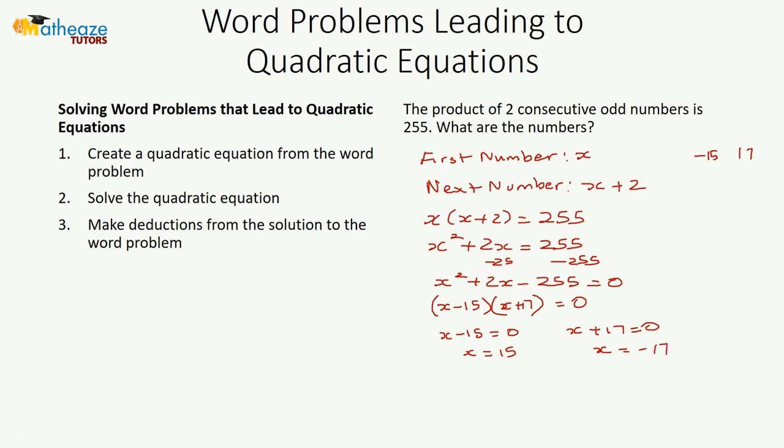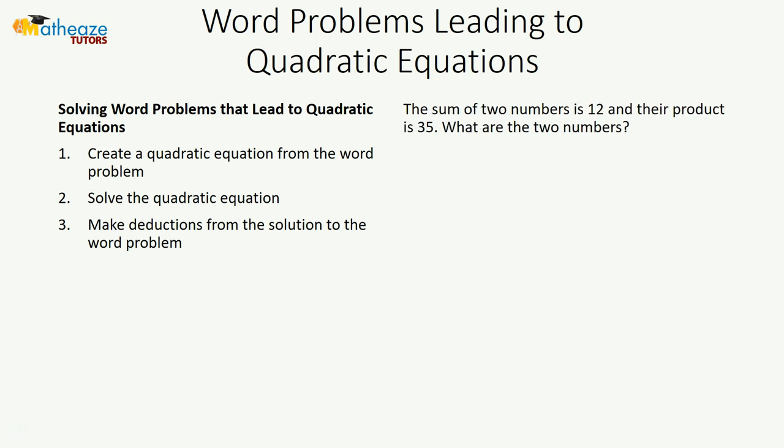Now if x is 15, x plus 2 is 17. If x is negative 17, x plus 2 is negative 15. So your numbers are 15 and 17, or negative 17 and negative 15.